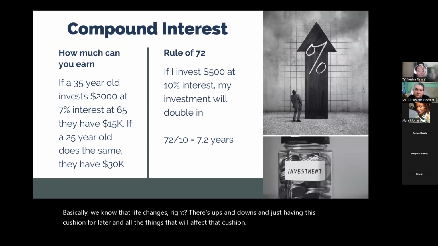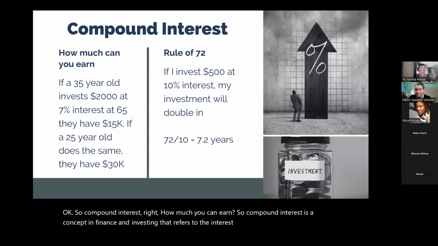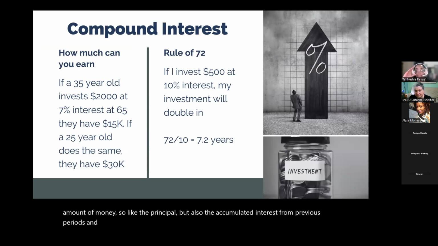Okay, so compound interest, right? How much you can earn. So compound interest is a concept in finance and investing that refers to the interest earned not only on the initial amount of money, so like the principal, but also the accumulated interest from previous periods. So in other words, I guess it is interest on top of interest.